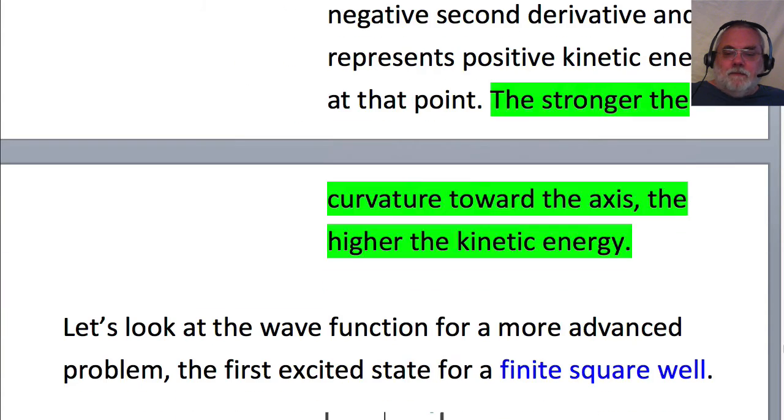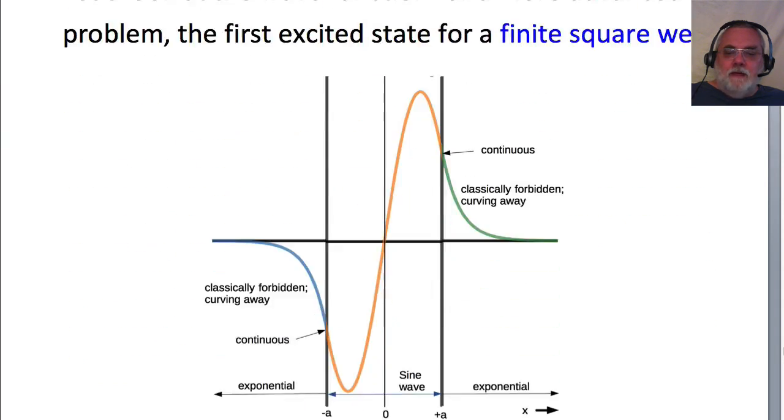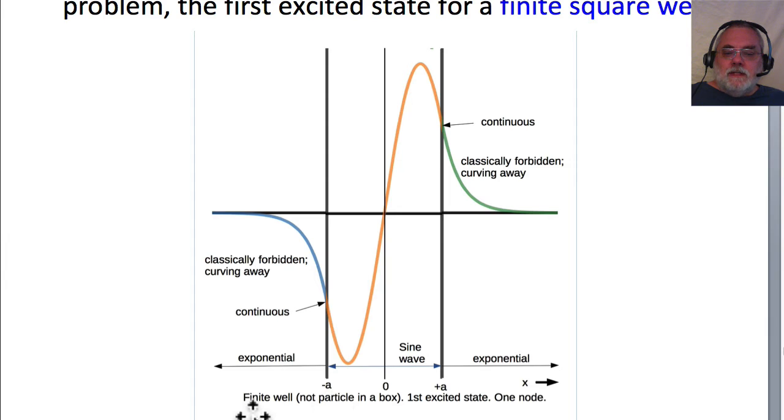Let's look at the wave function for a more advanced problem. Instead of an infinite square well with completely rigid walls, this is a finite square well. And instead of ranging from 0 to L, it ranges from minus A to plus A. This is a finite well. It's not a particle in a box anymore. This is not the ground state. This is the first excited state. It has one zero crossing within the well, one node.